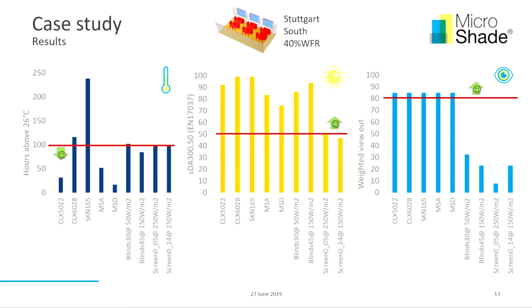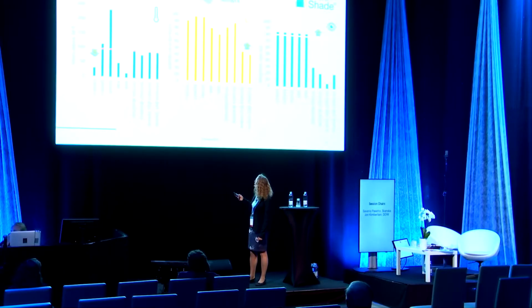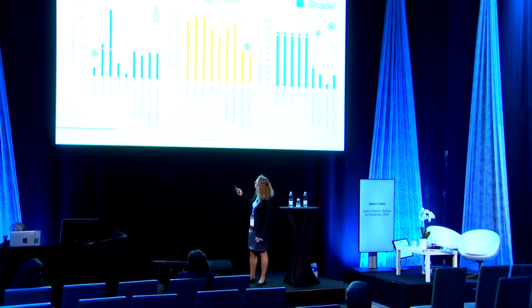the standard says: you should have a maximum of 100 hours above 26 degrees. So everything below that red line is good. That's meeting the indoor climate standard. If it gets above it, it's not. So what we can see here is that some of these solar control glazings are not really strong enough to meet the indoor climate requirements. The blinds here tilted 30 degrees have a threshold here of 50 watt per square meter. They get just above, so you would say, okay, they more or less pass.